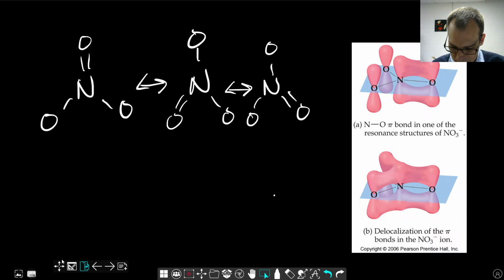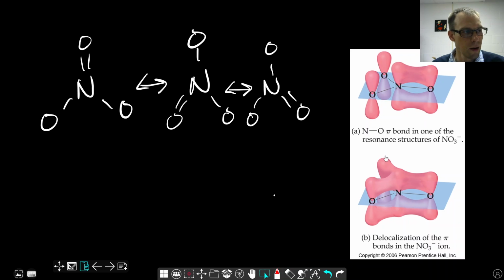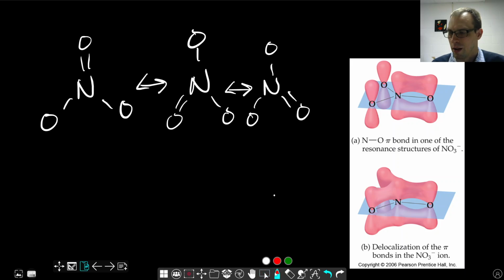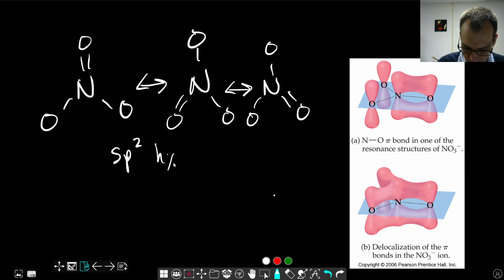So this is a different depiction of exactly what I was trying to show in the previous example with ozone. All right, here's our nitrate, and we flip this on its side because we're looking at the same sort of hybridization. If we look over here, these are sp2 hybrid, right? Because they all form trigonal planar structures. So there's a leftover p orbital, and that's true not only on the nitrogen but also the oxygens.